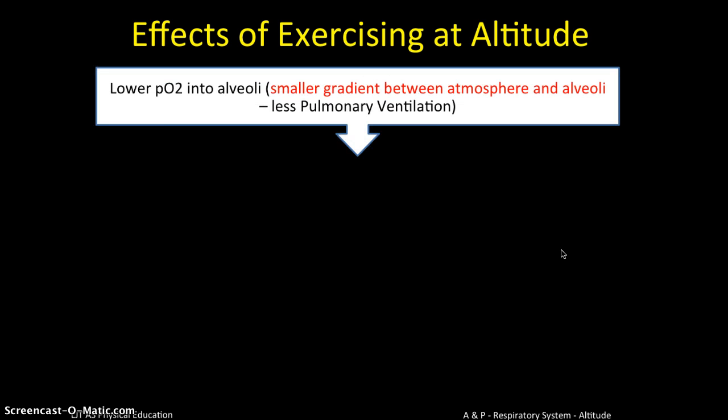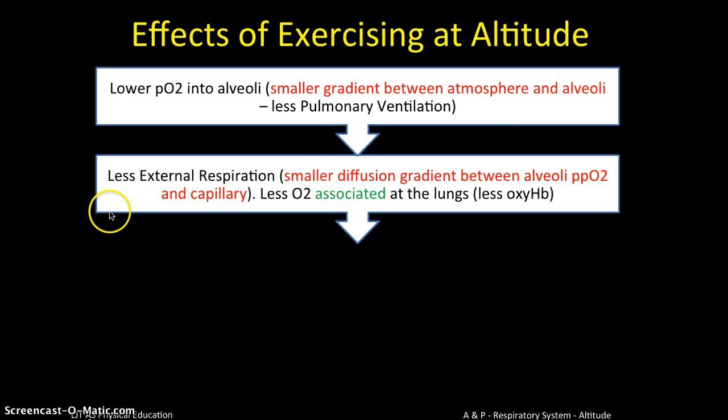So let's just look at what actually happens at altitude. Now, we actually have a lower partial pressure of oxygen in the atmosphere, which means that there's going to be less in the alveoli. And the consequence of that is that there's a shallower gradient between the atmosphere and the alveoli. Less gets into the alveoli, which means that there's going to be less in the alveoli to create a diffusion gradient between the alveoli and the capillaries.